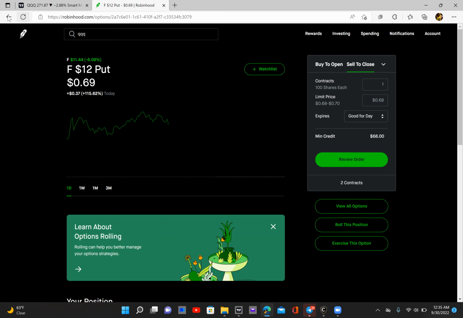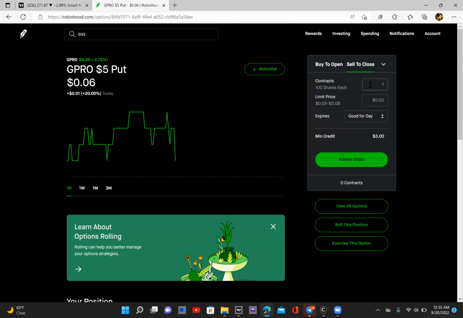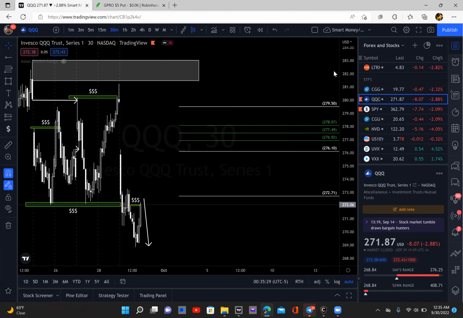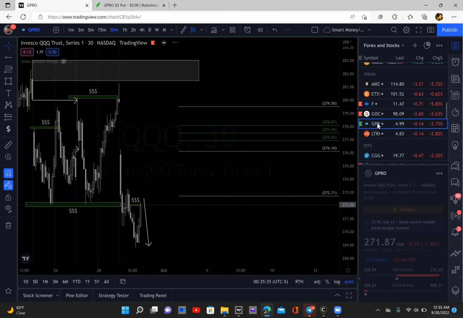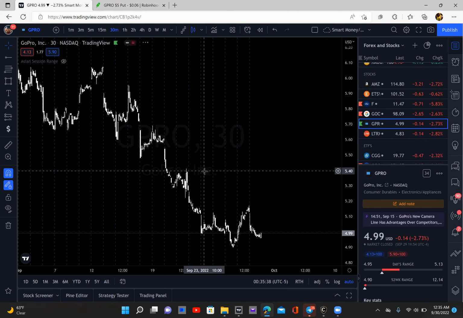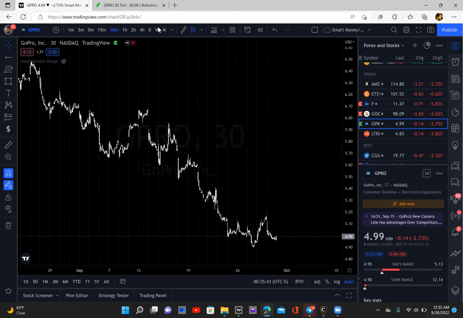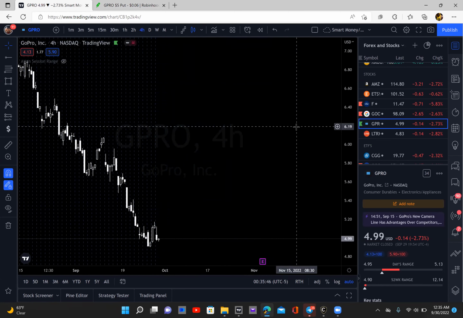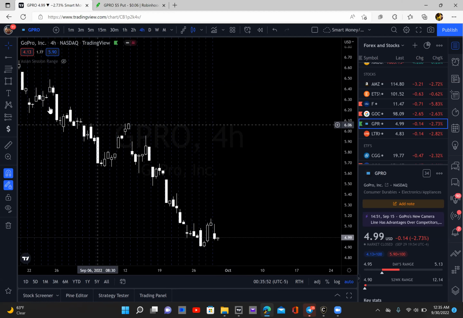And my other one is GoPro. This GoPro, 60%, 20%. And this one expires tomorrow. So let's look at GoPro over here. Let's see, I think it's up here. GoPro, yeah, that's it. I think I deleted my setup on this one. But GoPro looked like it may be doing a little pullback as well. And if we look at this one on a 4 hour, pretty much the same. I think this may start to go up some for a pullback.